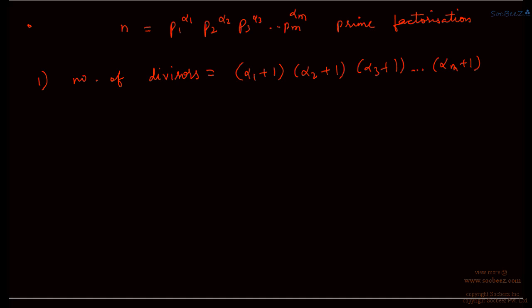So it's (alpha 1 plus 1) into (alpha 2 plus 1) into (alpha 3 plus 1) till (alpha m plus 1). Suppose we have the number 25. I know this is 5 squared, and I know all its divisors: 1, 5 and 25. Now if I find the total number of divisors here, this is my p1, this is my alpha 1. The total number of divisors is nothing but 2 plus 1, that is 3, and that's how you arrive at this formula.